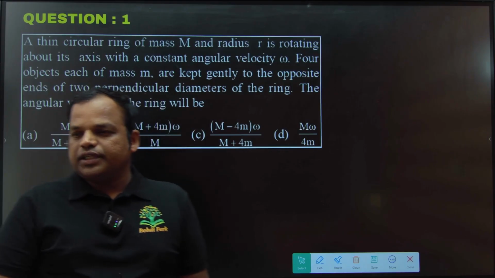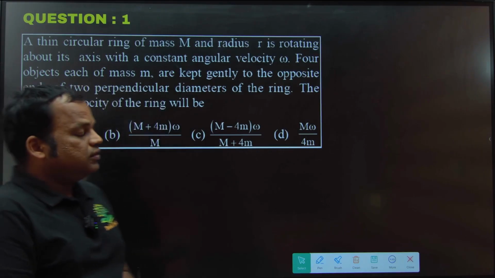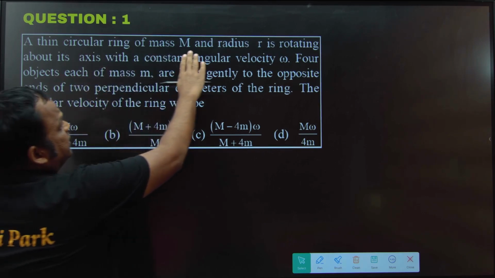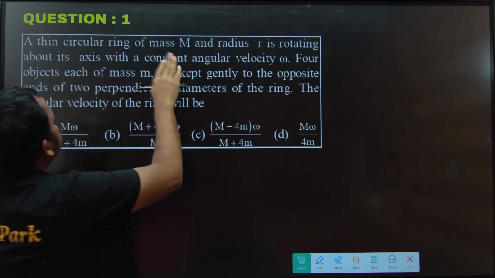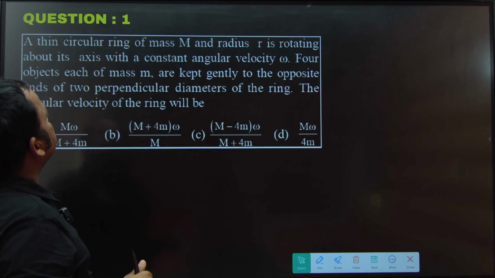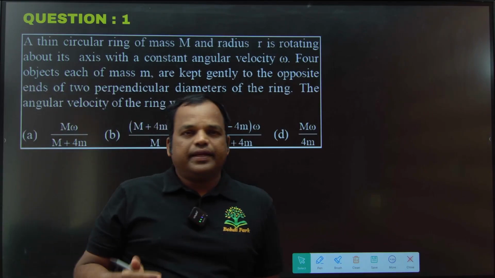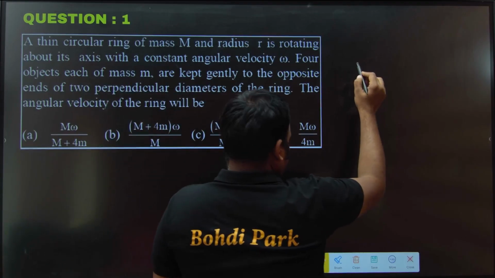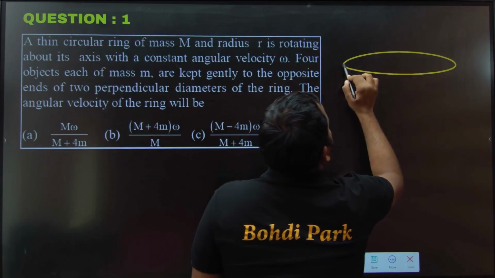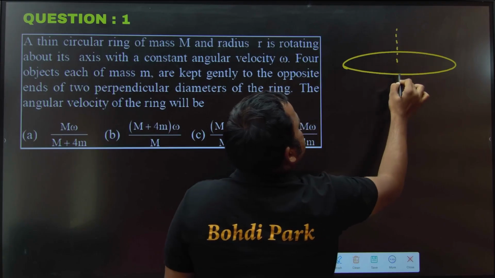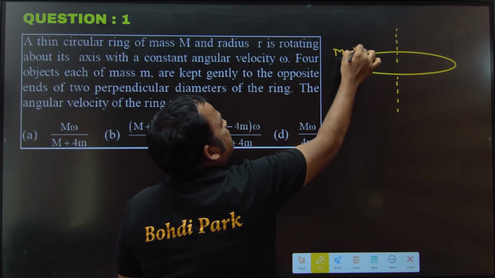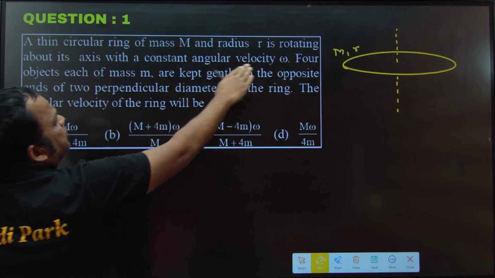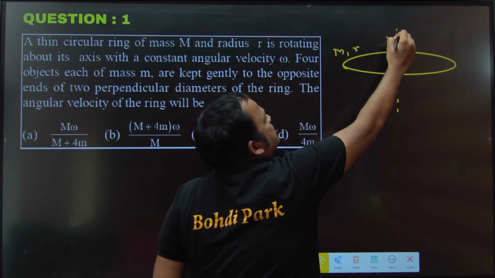With this first question. Question number 1. A thin circular ring of mass capital M, radius r, rotating about its axis with constant angular velocity omega. So there is a ring. Suppose this is a ring and this is the axis, mass is M, radius is r. Now it is rotating with angular velocity omega about this axis.